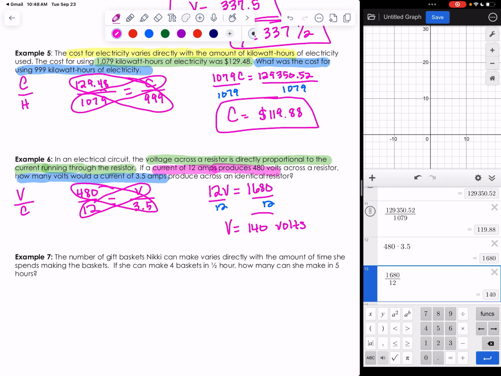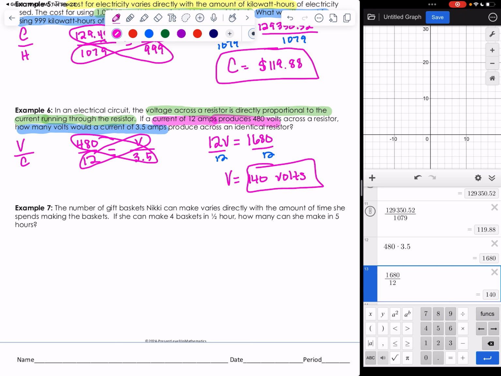All right, example 7. The number of gift baskets Nikki can make varies directly with the amount of time she spends making the baskets. If she can make 4 baskets in 1/2 hour, how many can she make in 5 hours? Pause the video and try this problem on your own. All right, welcome back. Let's see how you did.